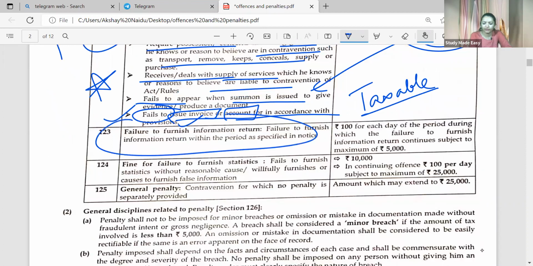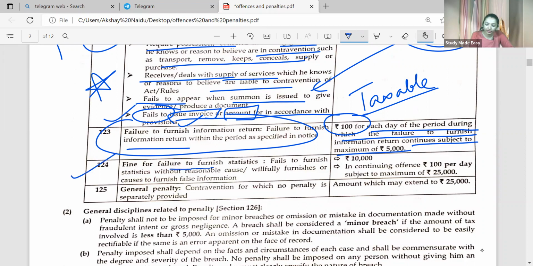If you fail to furnish the information return, that means when information is asked by the department and you fail to furnish it, 100 rupees per day, during which the failure continues, till a maximum of 5,000. Maximum 5,000 that would be the penalty and 100 rupees per day.